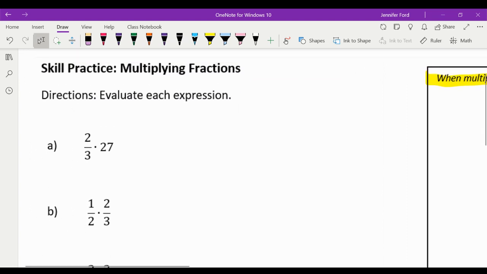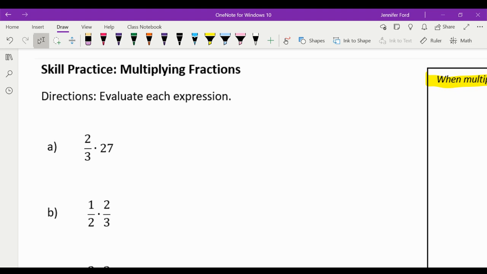Okay. The first one, 2/3 times 27. The first thing you might want to remember anytime you're multiplying a fraction by a whole number, that whole number is over 1. So we're doing 2/3 times 27 over 1. You can do 2 times 27. I don't know what that is. 27 times 2, 14, 54.